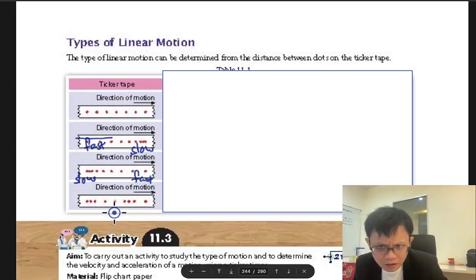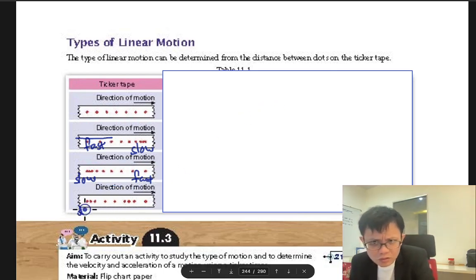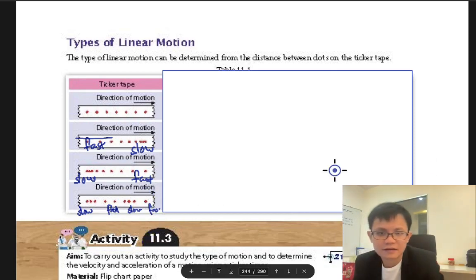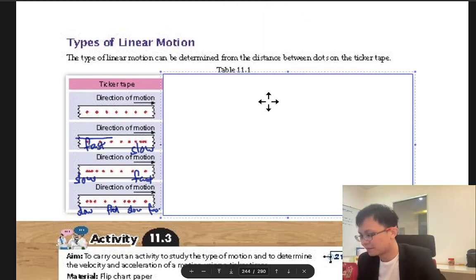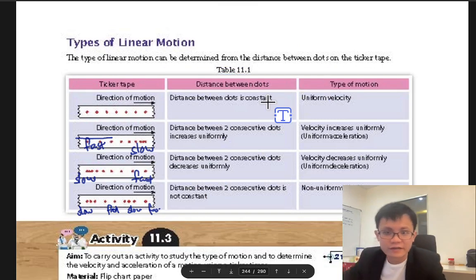Here, this one is what? Slow. Here I will say fast, and then slow again, and fast. So it'll be slow, fast, slow, fast, slow, fast. So let's see whether I'm correct or not. Sometimes also I do things and get it wrong, but it's okay. If we get wrong, then we learn.